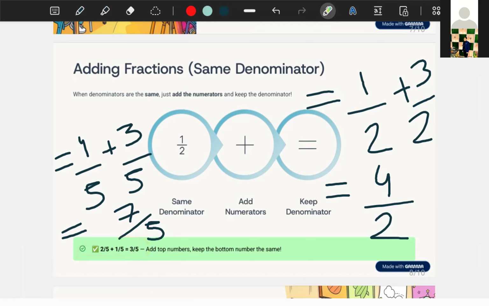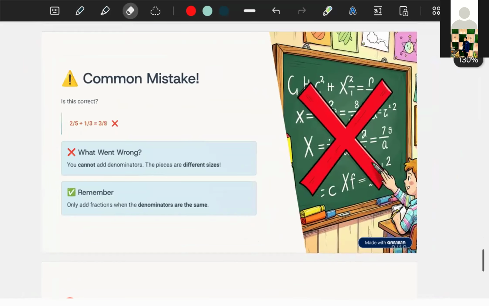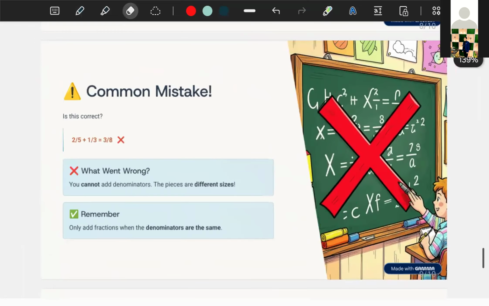Add top numbers, keep the bottom number the same. A simple trick, or simple thing to remember while adding fractions. Now if we move on to the next thing, what's the common mistake we usually make?